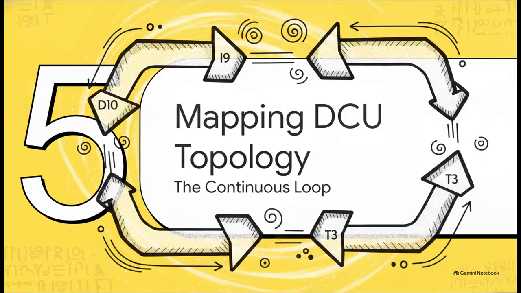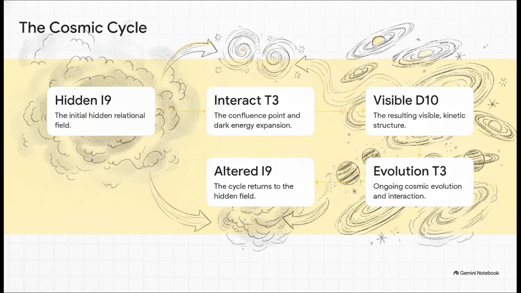Next up is Section 5, mapping the DCU topology. Now that we have all three of our pieces on the board, it is incredibly fascinating to see how they fit together into a continuous cosmic cycle within the dual caustic universe model. We start with the hidden field, I9. It interacts through T3, which then produces the visible structure, D10.